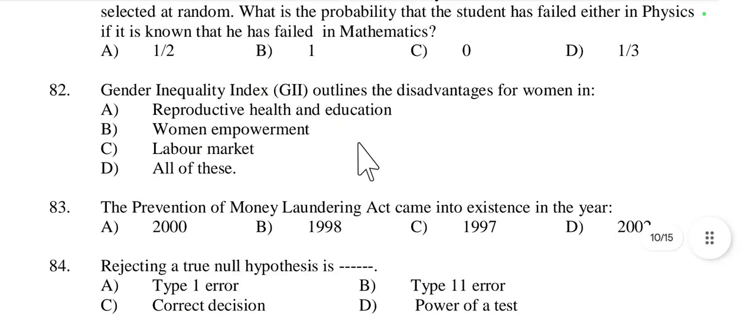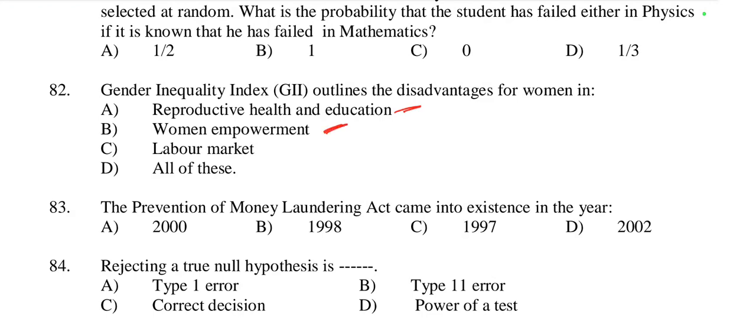Then next question 82. Gender Inequality Index, GII, outlines the disadvantage for women in. So we have to find out what are the disadvantages outlined in the gender inequality index. First one is reproductive health and education. This is right because this is a disadvantage for women. Health, education, reproductive health and education.